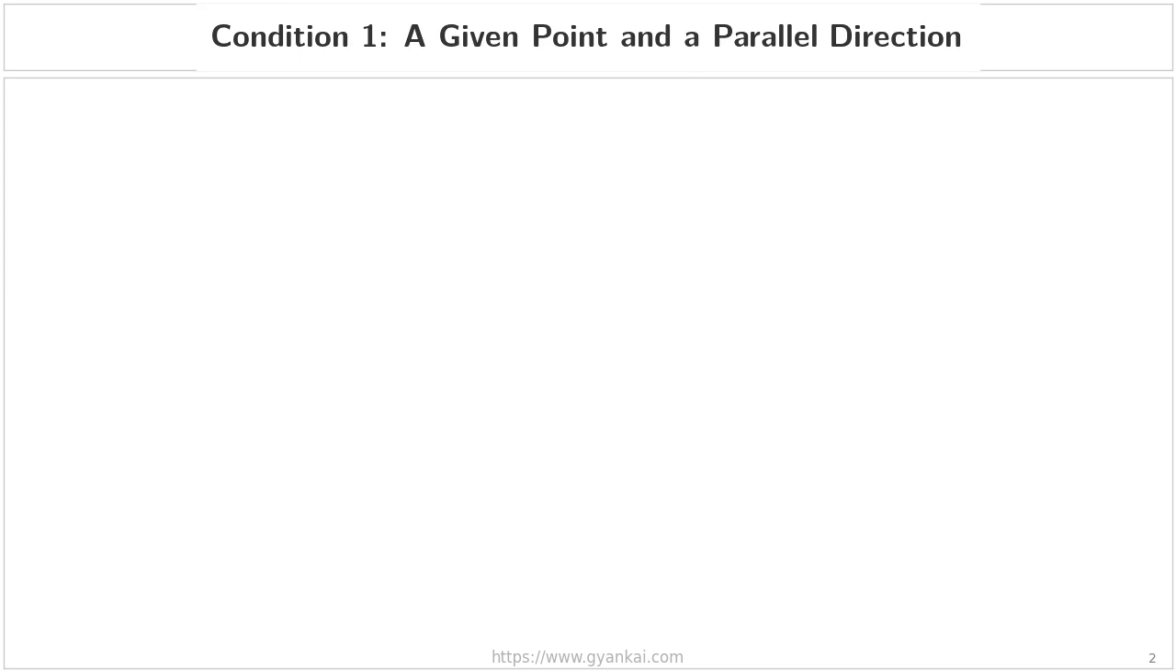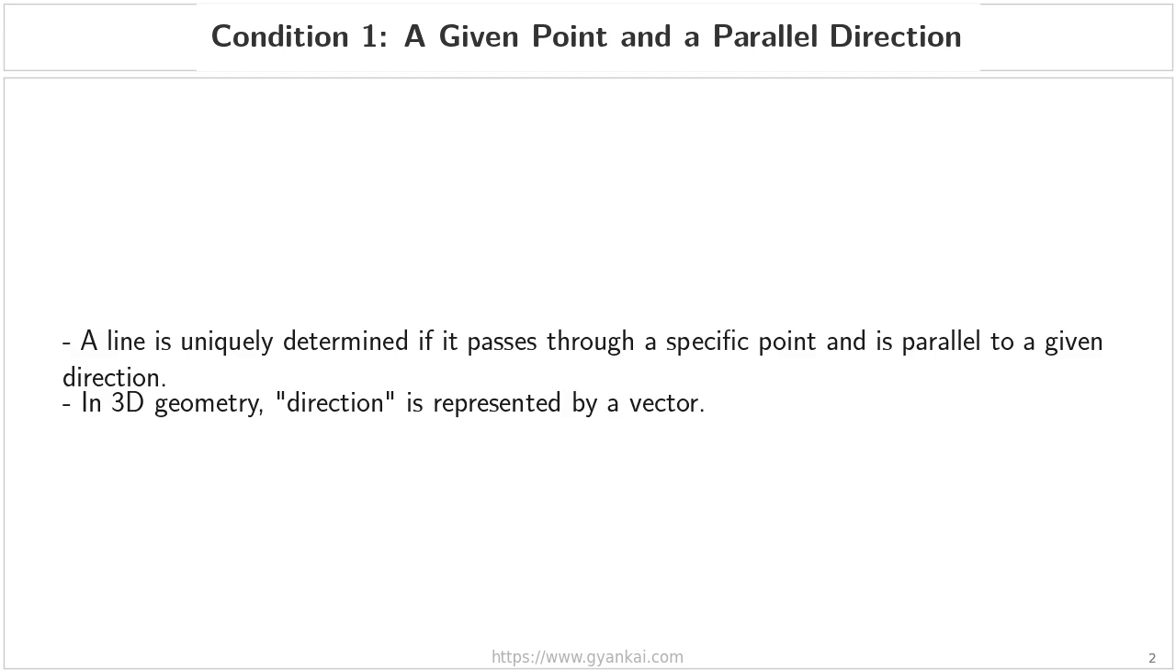Condition 1, a given point and a parallel direction. Now that we've established that a single slope isn't enough to define a line in three-dimensional space, let's look at our first specific condition for making a line unique. The first way we can uniquely determine a line is if we are given a specific point that the line passes through, along with a given direction that the line is parallel to.